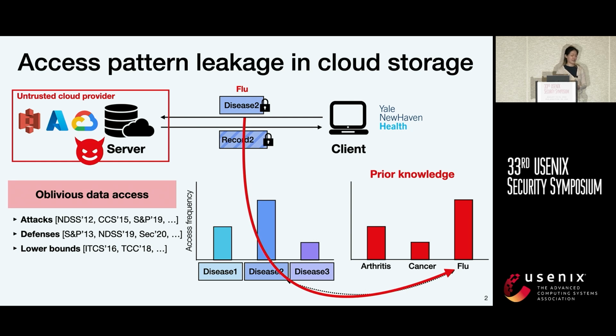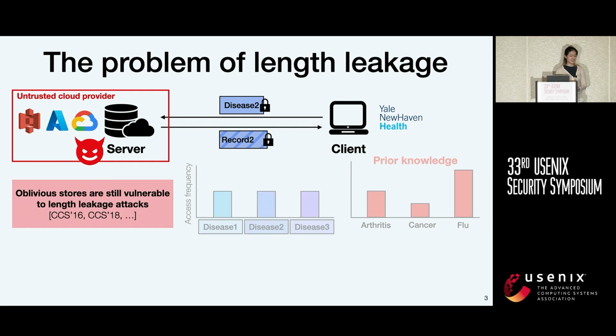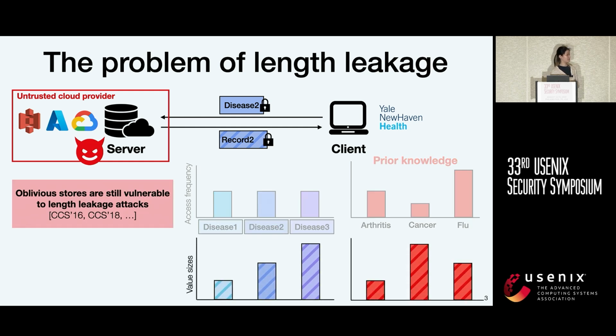Most works in this space hide access patterns by injecting fake key-value pairs into the store or fake accesses to keys, but they crucially ignore the lengths of stored values. Say we apply oblivious access to make the observed access frequencies uniform. The store is still vulnerable to length leakage attacks, where the adversary can observe the varying sizes of requests to and responses from the store, and then use these to identify access keys.